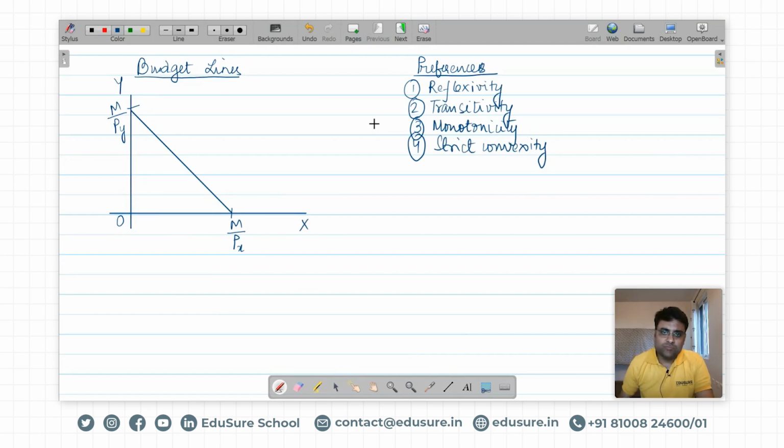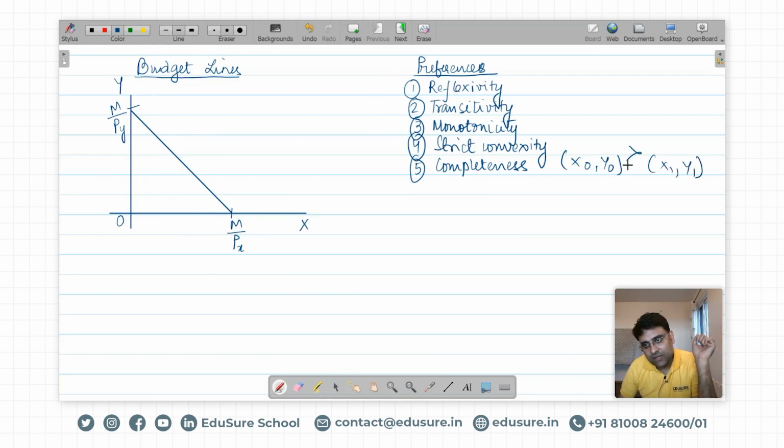Along with this, obviously, the basic property of completeness, that the consumer exactly knows which bundle he or she prefers over the other bundle. So any two bundles that we can talk about can be compared. That is completeness. For any bundles, say X0, Y0 and X1, Y1, the consumer exactly knows whether he prefers this over this, whether he is indifferent, or whether X0, Y0 is inferior to X1, Y1.